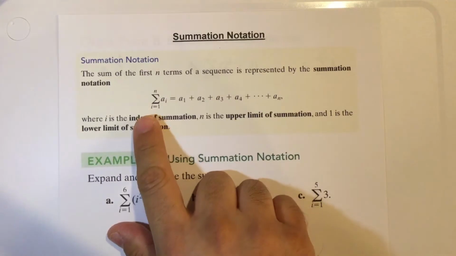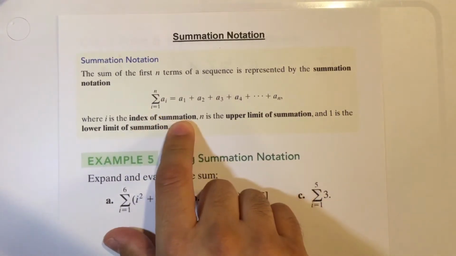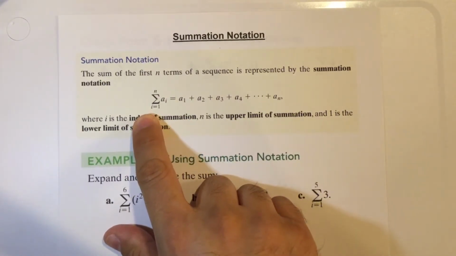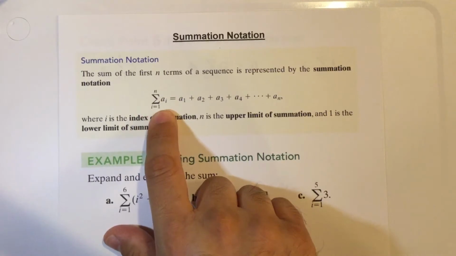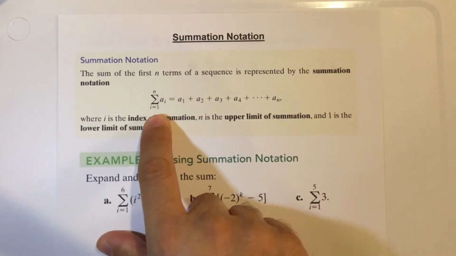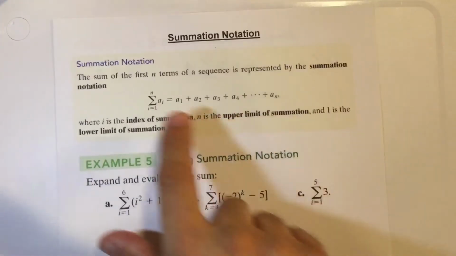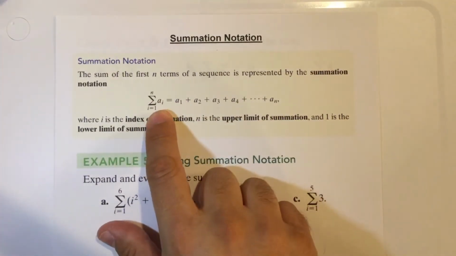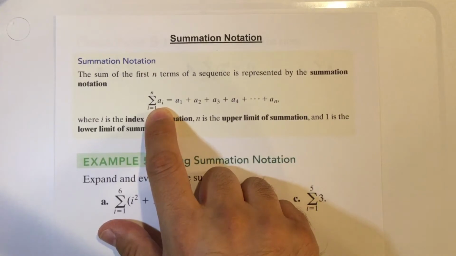i is going to be your index of summation, that letter i right there, and that can usually be any letter. The most common letters you're going to see for the index of summation are i, j, and k. This 1 right here is called the lower limit of the summation. That's the starting point. And n is going to be your upper limit, and that's where it ends. And this a subscript i is your expression.